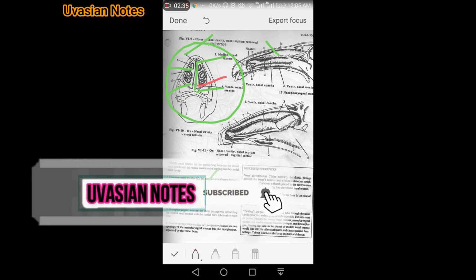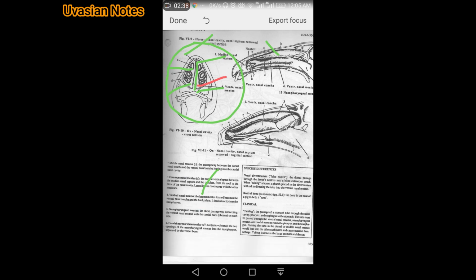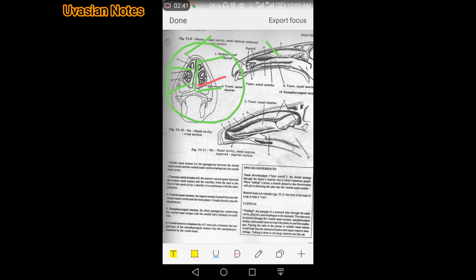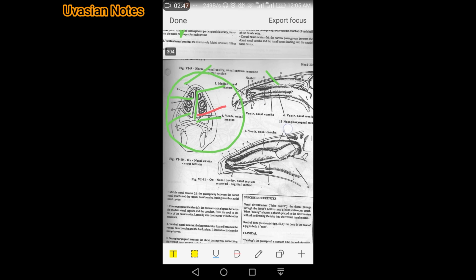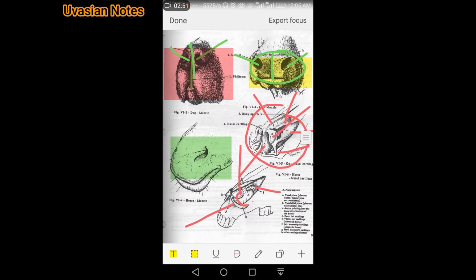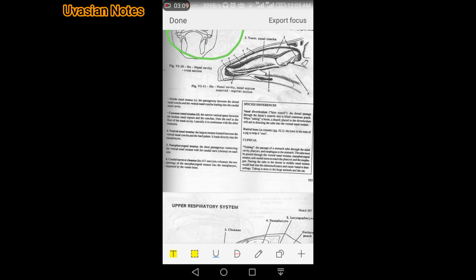Now there is a nasal diverticulum which is located in the case of horses. It is the dorsal passage through the horse nostrils into a blind cutaneous pouch. So this is the nasal diverticulum. This portion, let me just label it for you, is this small c. Actually, this nasal diverticulum is just the dorsal passage through the horse nostrils into a blind cutaneous pouch.